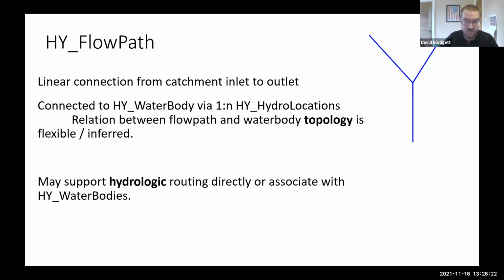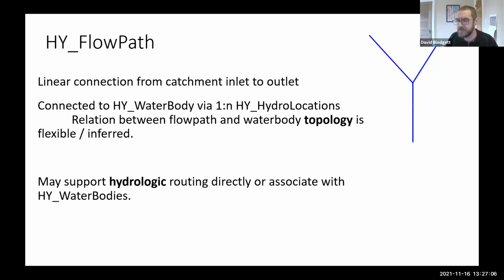So the next one is flow path. A flow path is just a linear connection from a catchment inlet to an outlet. A flow path can connect to a water body. The connections between water bodies and flow paths would typically be between things we call hydrolocations. So that gets into kind of linear referencing. The flow path is really the thing we use to express upstream, downstream topology or ordering, right? We need some one-dimensional representation of flowing water so that we can express this idea of linear connectivity, right?